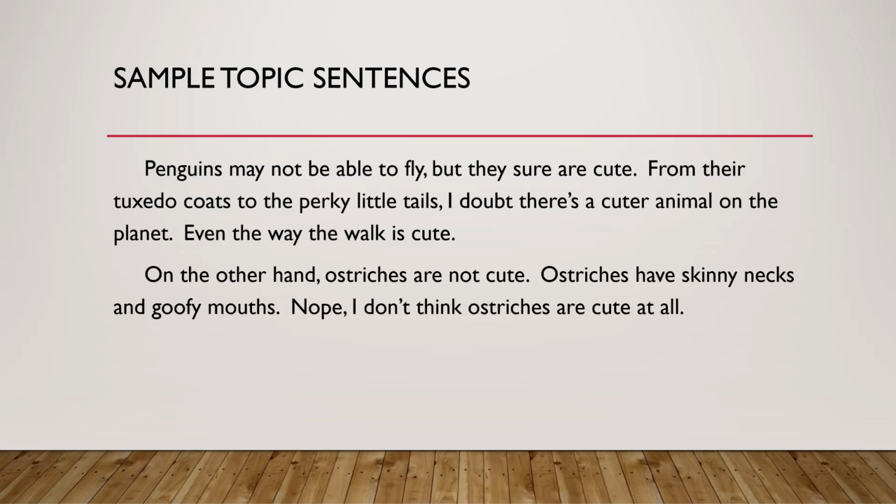On the other hand, ostriches are not cute. And here we're going to talk about why ostriches aren't cute. Ostriches have skinny necks and goofy mouths. Nope, I don't think ostriches are cute at all. So there you get an idea of how to use topic sentences. Now, once again, they can also be the second or last sentence. Those are also somewhat typical, but you have to be pretty crafty to be able to pull that off.